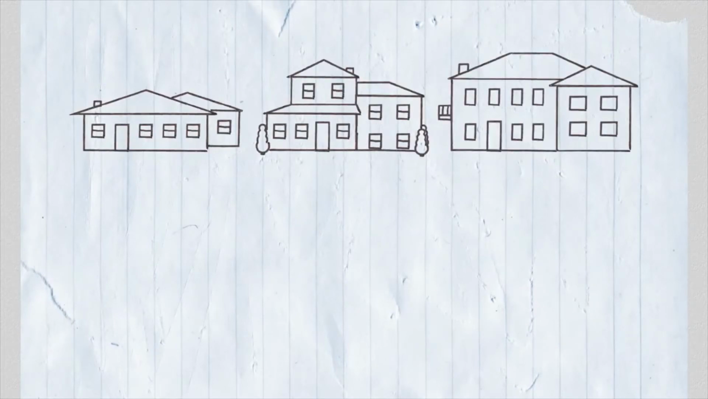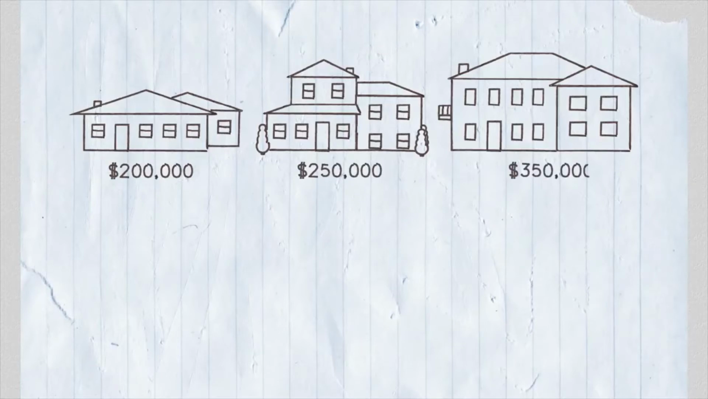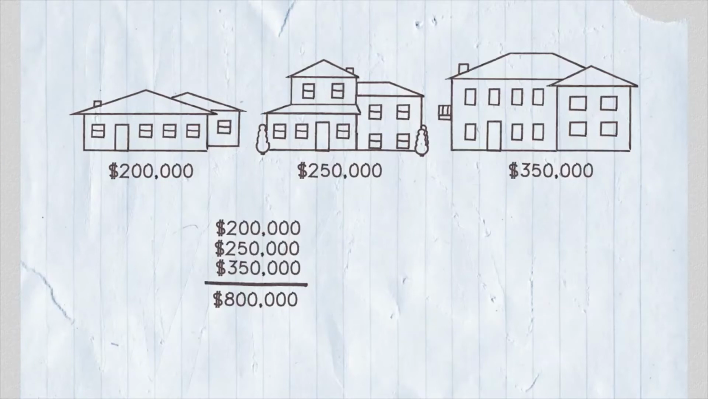The first house has a market value of $200,000. The second house has a value of $250,000. The third house is valued at $350,000. The city supplies services, and the money to pay for these services is recovered through property taxation. Let's imagine that the town needs to collect $1,200 to pay for these services.